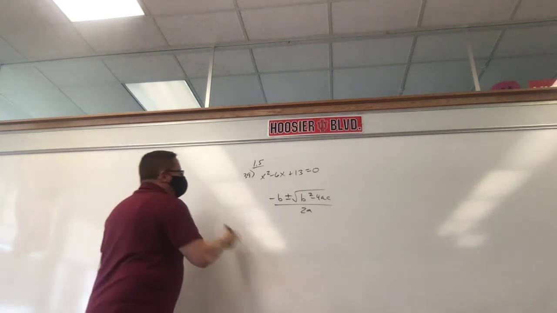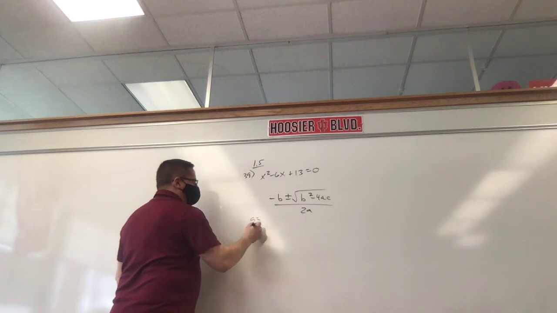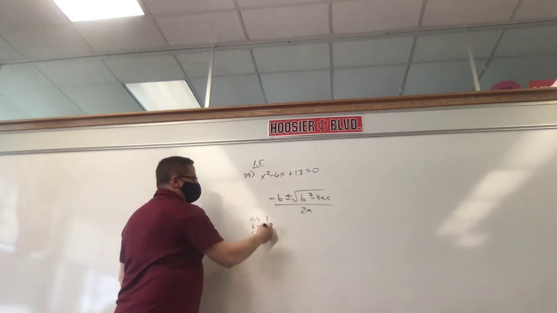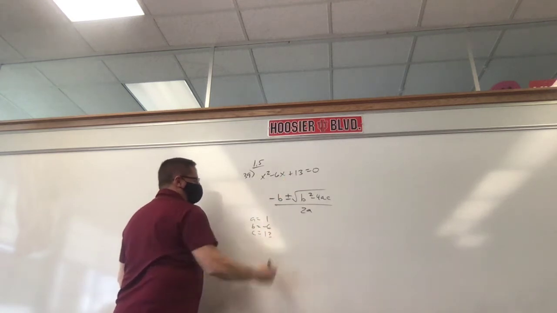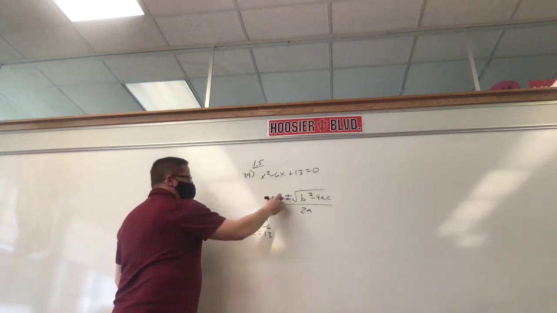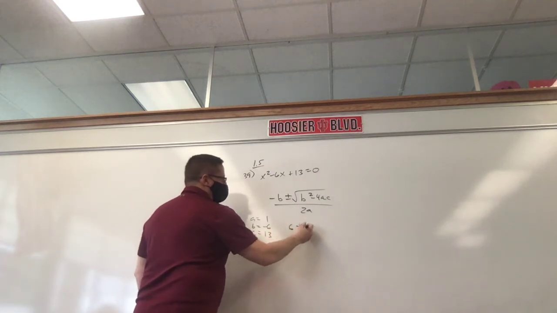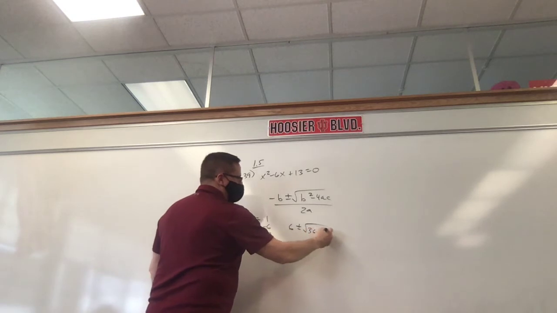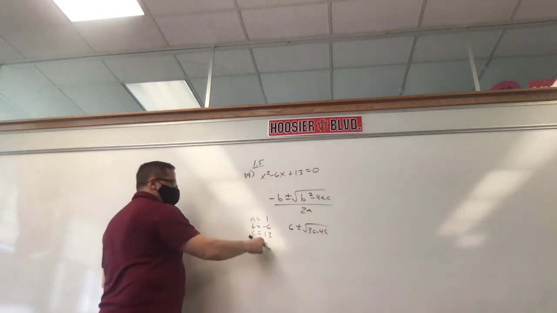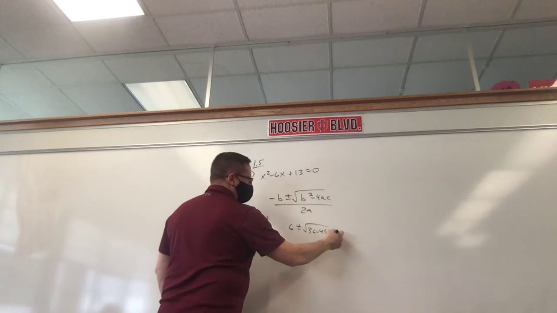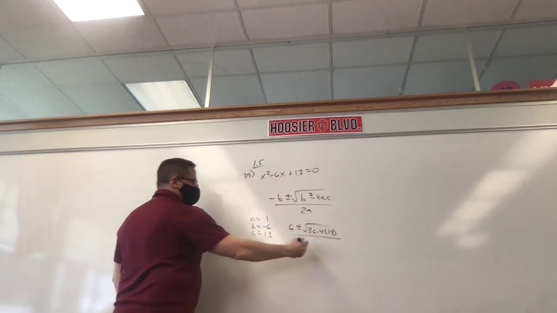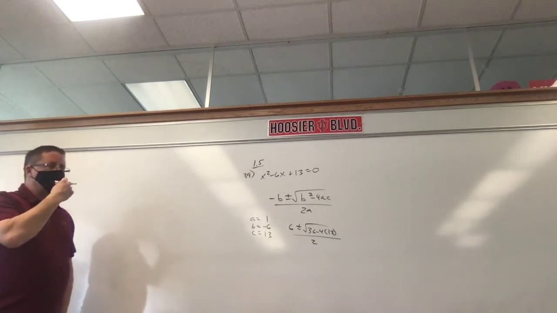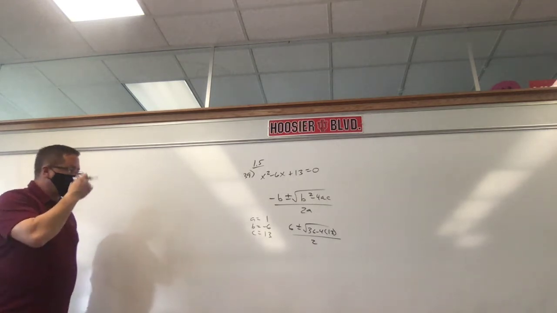In case you forgot how to do it, a, b, and c on this particular problem: a is the number in front of the x squared, which is 1. b is the number in front of the x, which is -6, and c is 13. And then you just plug stuff in. The opposite of b is +6, plus or minus the square root of b squared, which is -6 squared, which is +36, minus 4 times a times c, 1 times 13, over 2 times a, 2 times 1. So we're just plugging stuff into the quadratic formula, and we're not done yet. Then simplifying it.